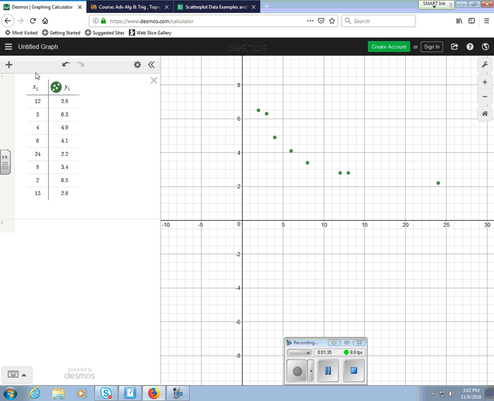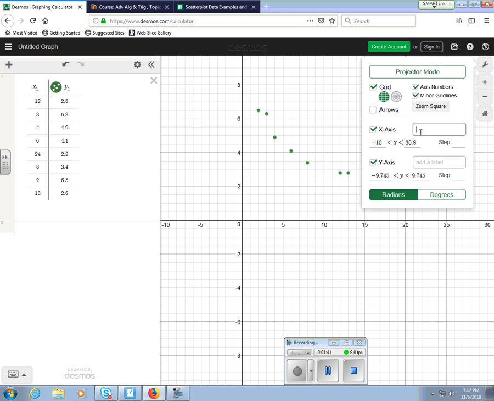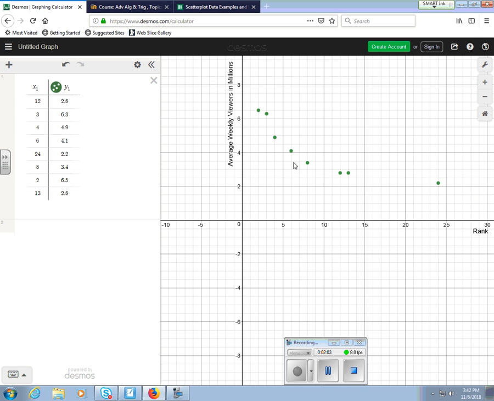Notice that the dots are going down, so that is going to lead towards a downward trend. Which is also nice, by the way, you can hit the gear key and you can actually type in your axes. So my x-axis was my rank, and then my y-axis was my average weekly viewers in millions. So it's kind of nice, so you know what each axis is related to.